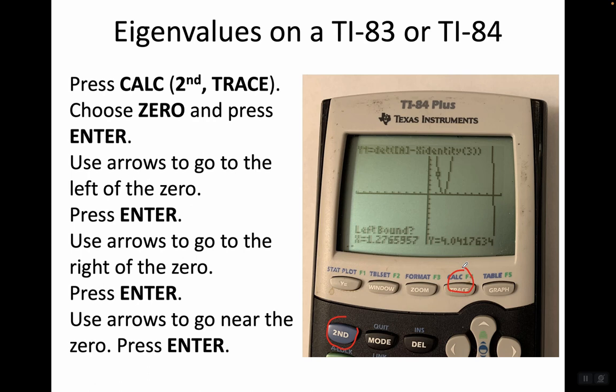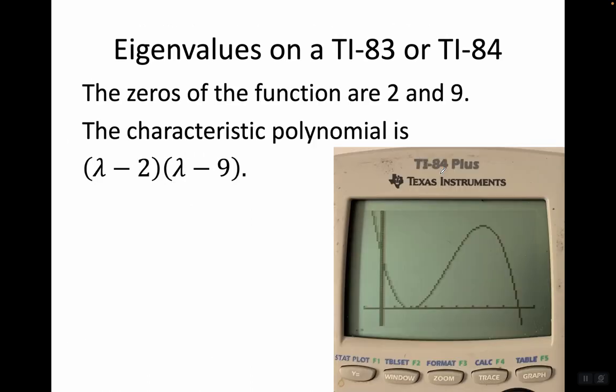And we use the arrows to go to the left of the zero. It'll ask you left bound. So you go to the left of the zero, like over here. If you want to find this zero, you go to the left of it and press enter. And then it'll say right bound. So you use arrows to go to the right of the zero, and you press enter once you're to the right of it. And then it'll say guess. And you'll use arrows to go near the zero and press enter. And you'll find that the zeros of the function are indeed at 2 and 9.